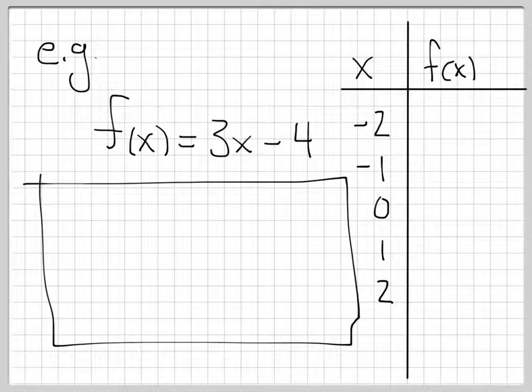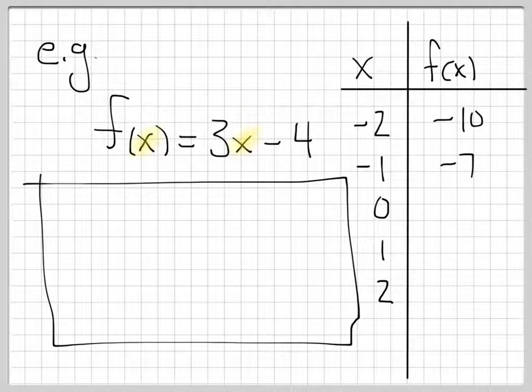Remember, the whole point of a function is every time you see x, you replace it with what you're plugging in, right? So if I was to write f of negative 2, instead of that, I could write 3 times negative 2 minus 4. And 3 times negative 2 is negative 6, minus 4 gives us negative 10. 3 times negative 1 minus 4. 3 times negative 1 is negative 3. Negative 3 minus 4 is negative 7.